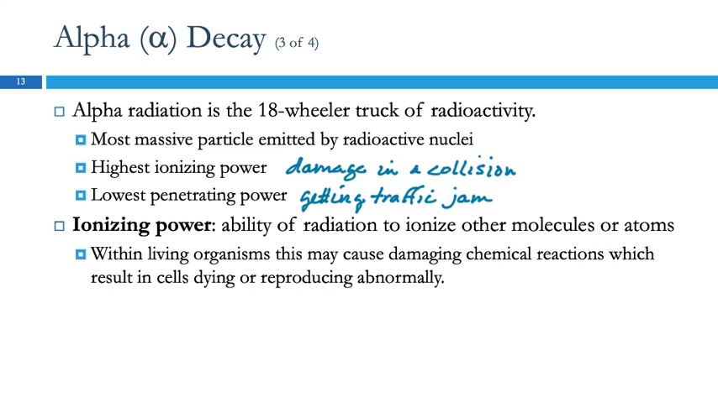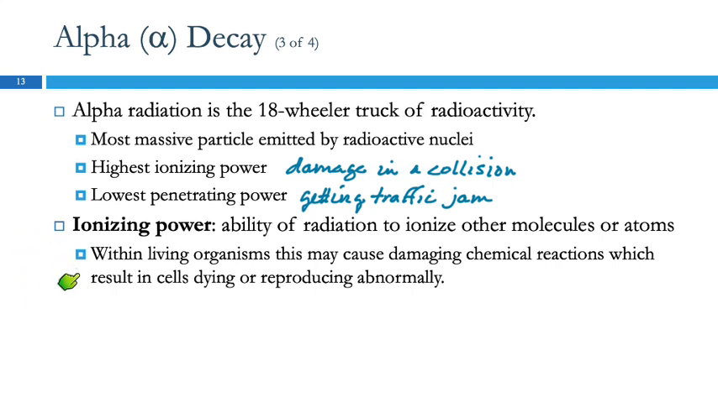So, ionizing power: a semi-truck runs into a brick wall. Does it do a lot of damage? Yeah, it might just blast through that brick wall, right? But for penetrating power, we're going to look at a traffic jam. Think downtown New York in rush hour, and you're driving a semi-truck, and it's gridlock. You're going to have a really hard time getting through, right? Because it's almost impossible for you to change lanes, and everything is congested around you. So that's penetrating power. Ionizing power is the ability of radiation to ionize other molecules or atoms.